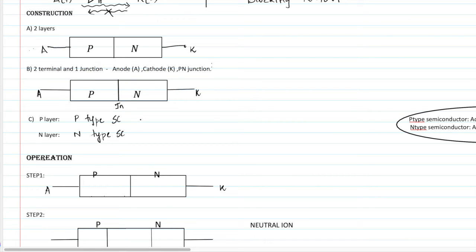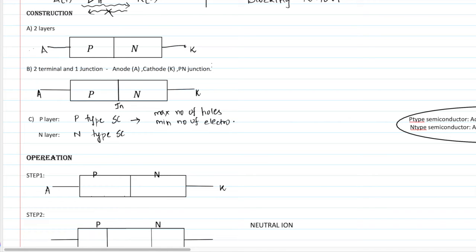Okay, now what is inside p-type? That is p layer and n layer. Inside you will have maximum number of holes and minimum number of electrons.